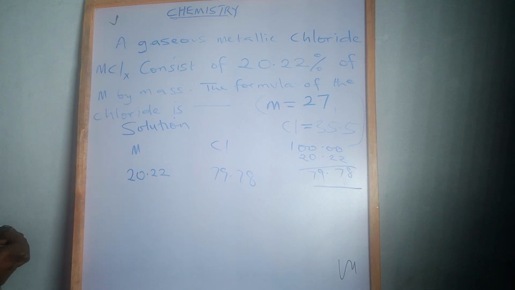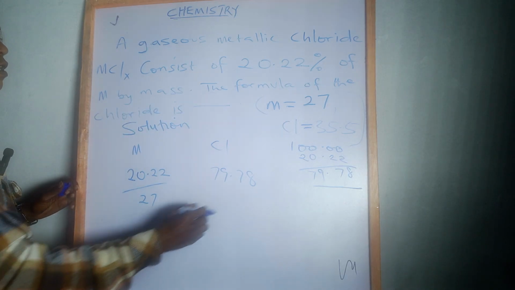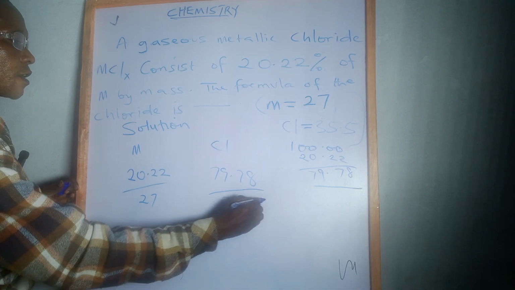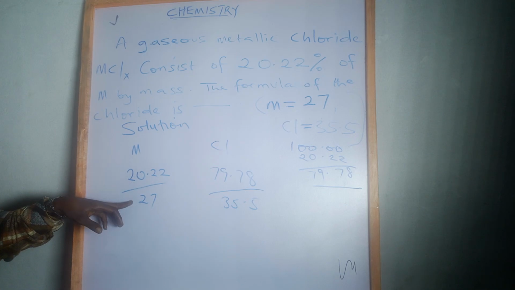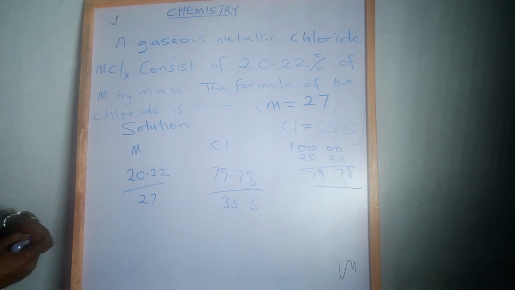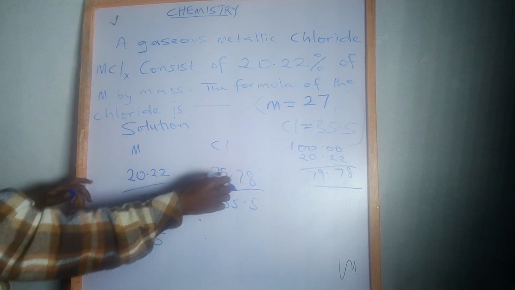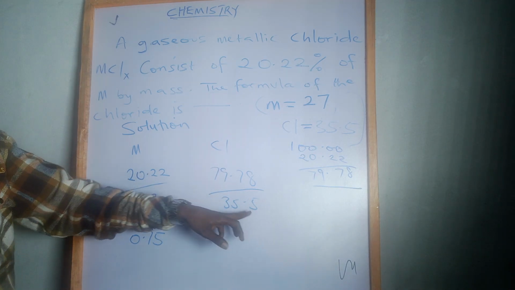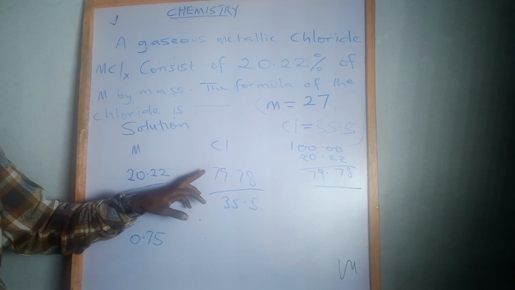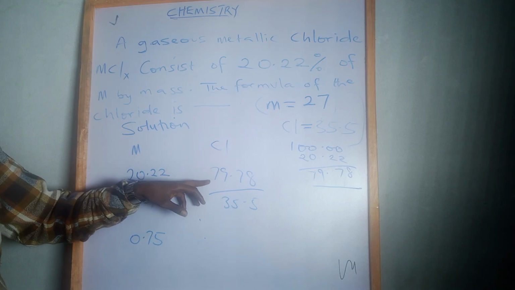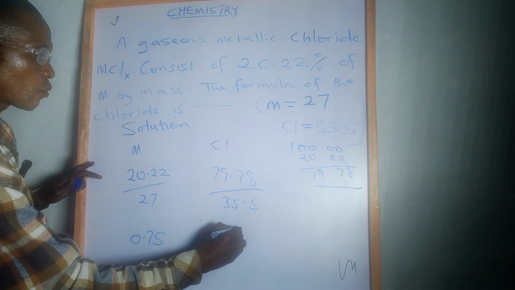The next thing you are going to do is to divide by the relative atomic mass. Here for the metal we have 27, and here we have 35.5. As a very smart student looking at this, you should know that this 20.22 is not up to 27, so this should give you something below 1. If you do it very well, you are going to get 0.75. This also, 79.78 divided by 35.5. You should know that, even if you are not using a calculator, the answer should be above 2. If you use your calculator, you are going to get 2.25.